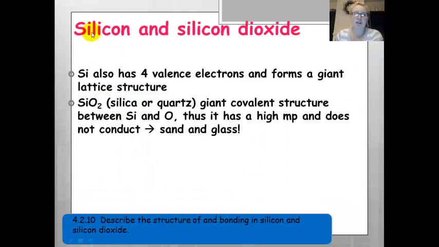Another element that forms macromolecules is silicon, and silicon dioxide is a macromolecular structure. So silicon, like carbon, has 4 valence electrons and forms giant lattices. Silicon dioxide, which is silica or quartz, is a giant covalent structure, and it has a very high melting point and does not conduct. It's the main component of sand and glass.